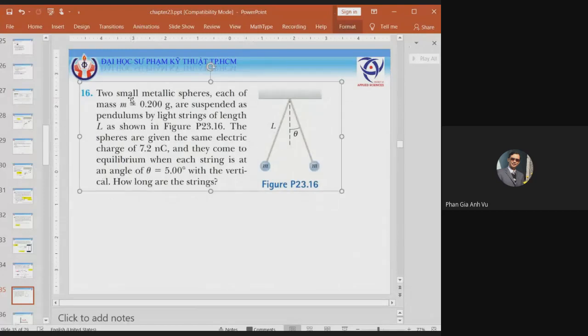We have here two small metallic spheres, and each one has the mass of m and the electric charge of q, 7.2 nanocoulombs, and the angle theta here is given as 5 degrees with the vertical, right? How long is the string, L?